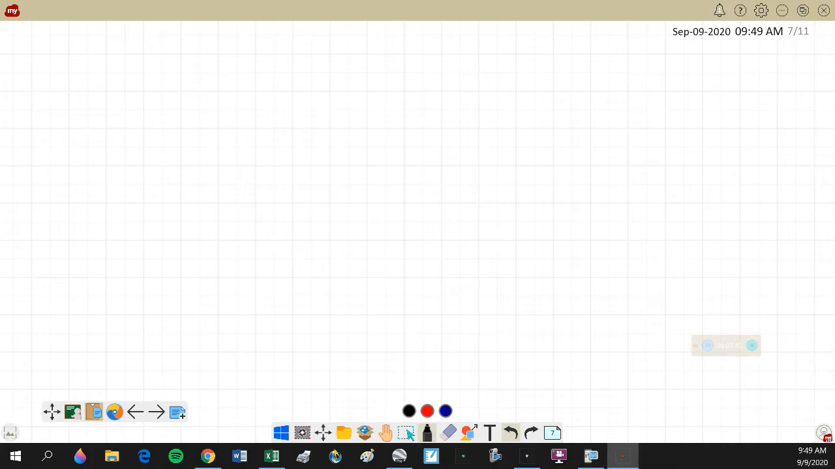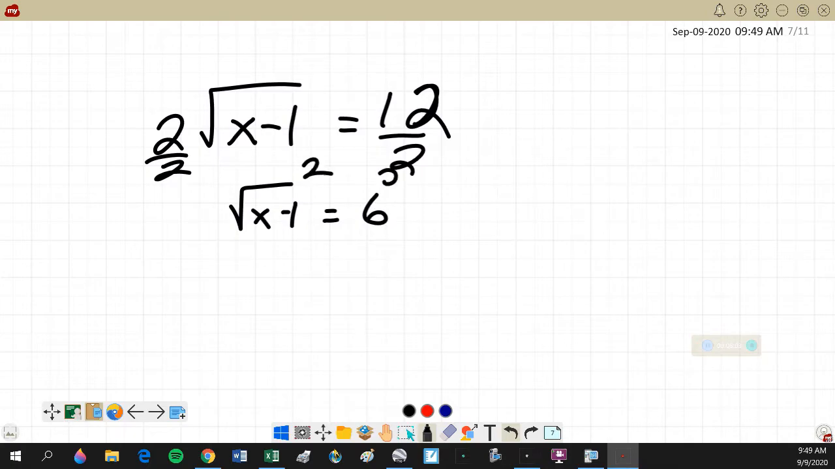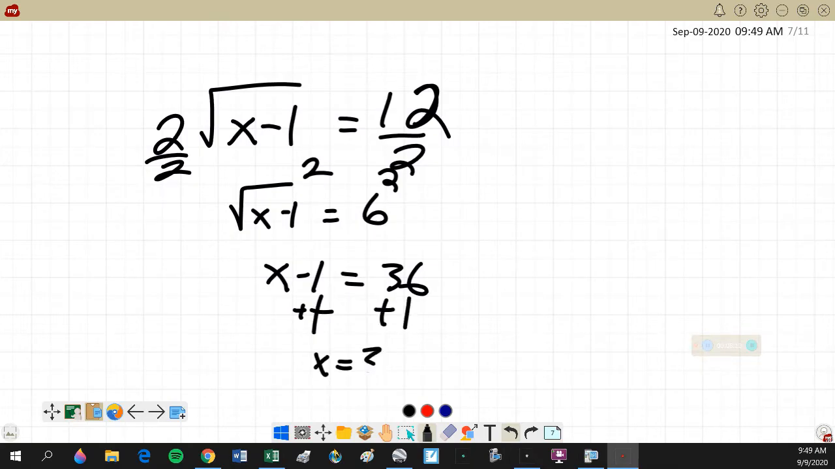So if I had 2 times the square root of x minus 1 equals 12, will that have an answer? Yeah. Let's figure out what it is. Square root of x minus 1 equals 6. Square both sides. Add 1. And I get x equals 37. Easy enough, right?